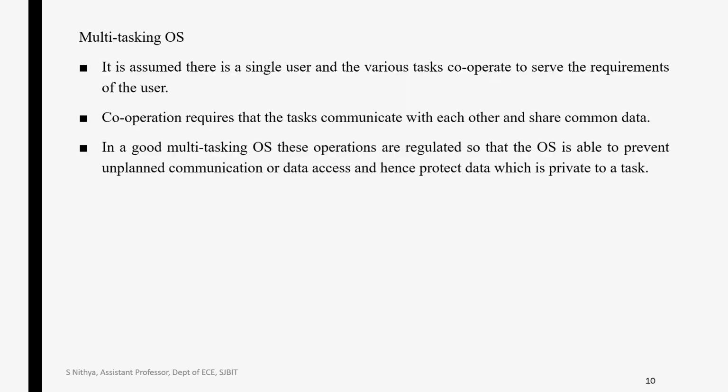In a multitasking operating system, it is assumed there is a single user and various tasks operate to serve the requirements of the user. This requires that the tasks communicate with each other and share common data. In a good multitasking operating system, these operations are regulated so that the OS is able to prevent unplanned communication or data access, and hence protect data which is private to a task.